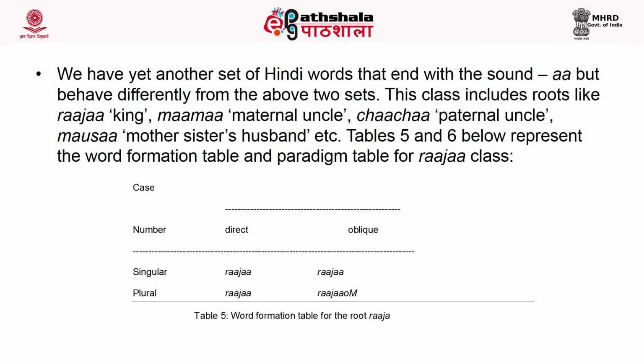So how is it different from ladka and kavita? You have ladka, ladke, ladke, ladkon. In kavita you will have kavita, kavitaen, kavita, kavitaon. And in Raja you have Raja, Raja, Raja, Rajaon. So we could classify the words accordingly. In the next slide you can see the paradigm table for Raja, where nothing changes except in the oblique plural. The direct singular and plural remain the same, oblique singular remains the same. It is only in the plural that you add on.